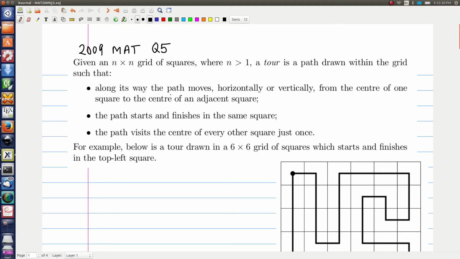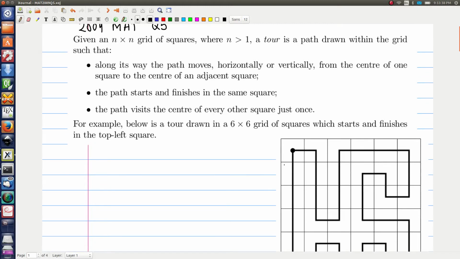Along its way, the path moves horizontally or vertically, so not diagonally, but only horizontally or vertically, from the center of one square to the center of an adjacent square. So you can see this particular path moves, if I just choose a different color, from the center of the top left square to the next square on the right, and then it moves from that to that one, and so on and so on.